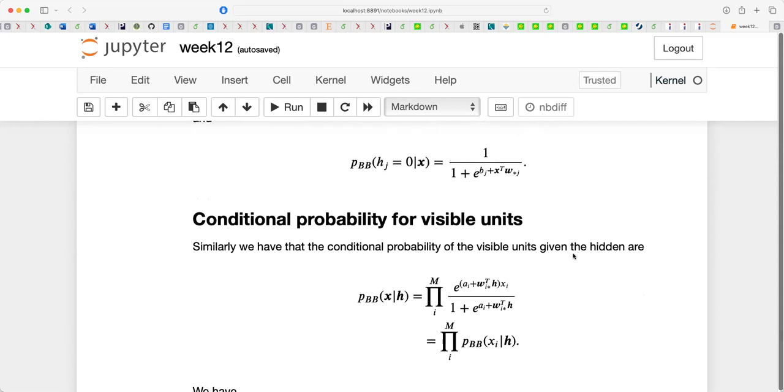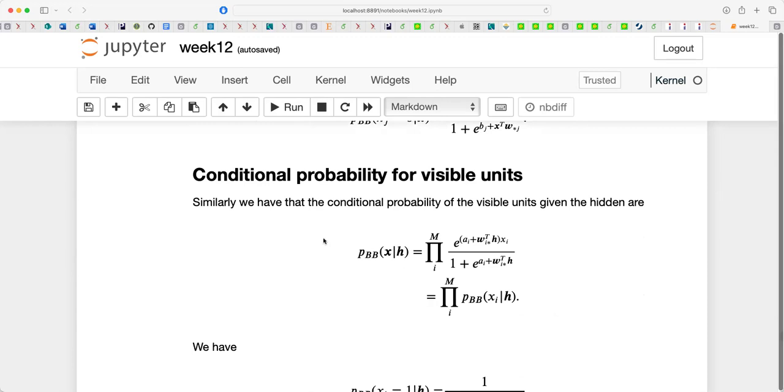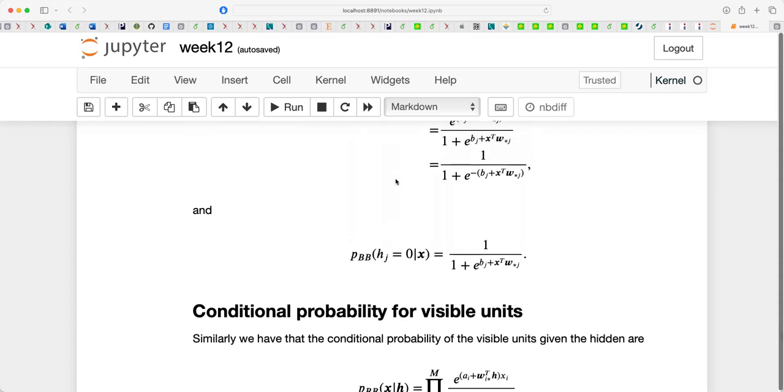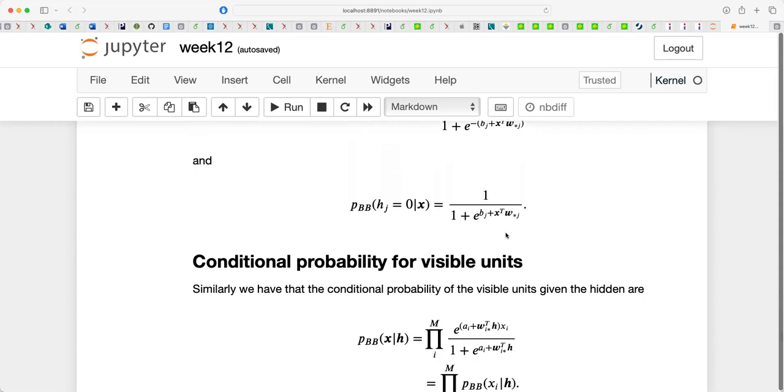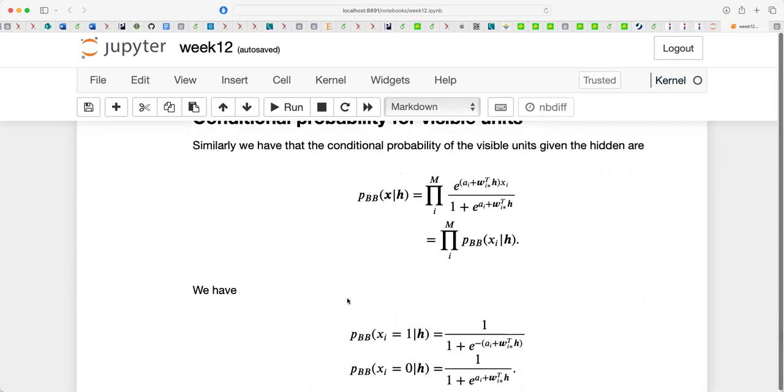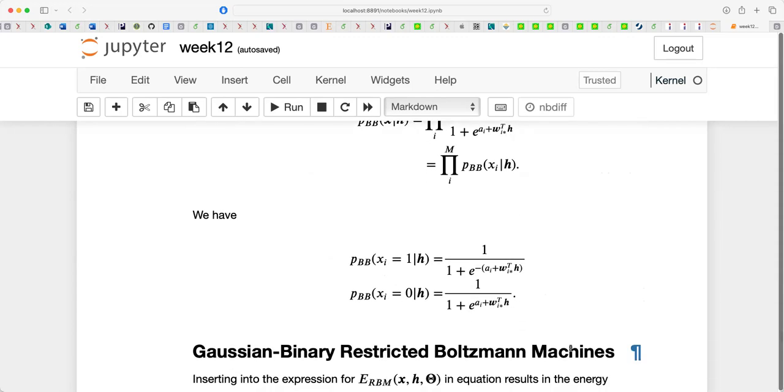And then you can do exactly the same thing here, the conditional probability. So this is simply 1 minus that probability, and you get simply that expression. Then you would do the same thing with the probabilities for the x's, since this is a binary-binary model. So x times the same values, and you recognize again the sigmoid function, but with a different argument.